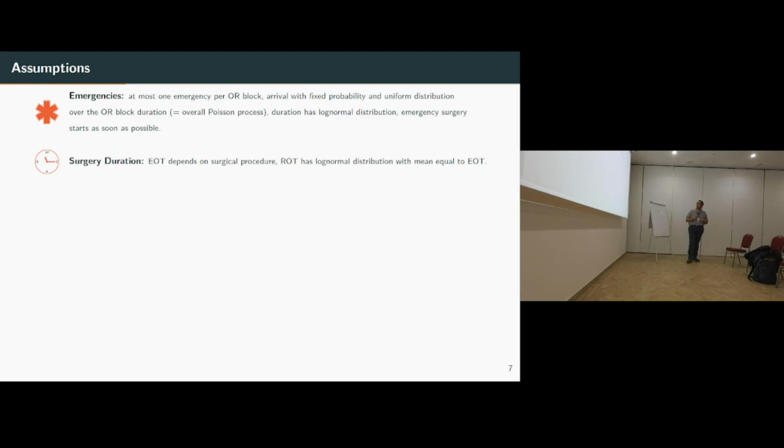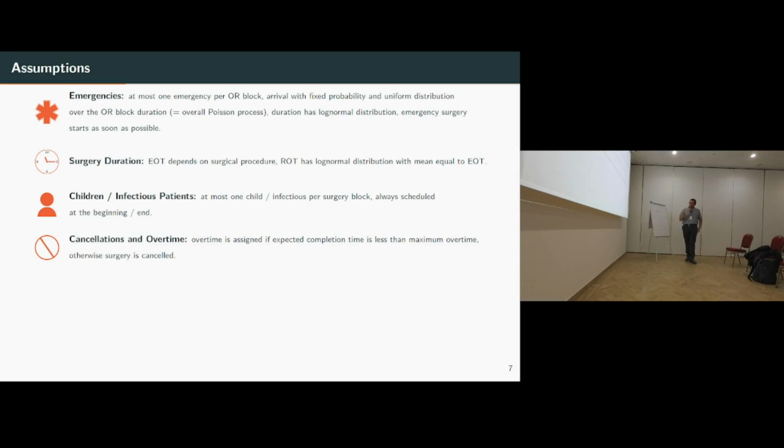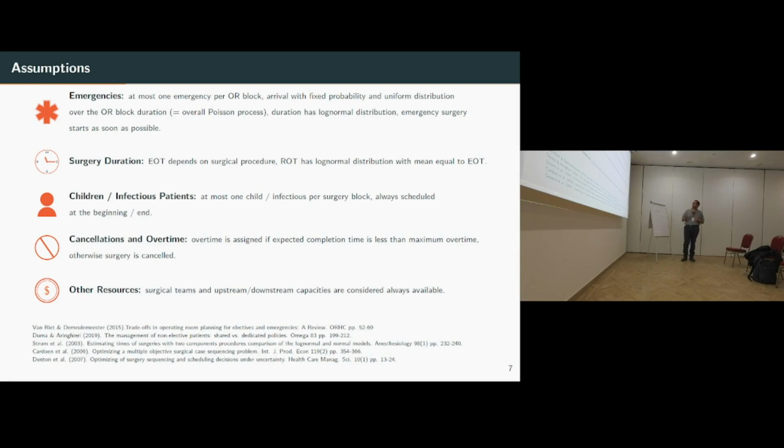We also divided the patients into 3 kinds: children, infectious, and none of the above. They are mutually exclusive. We have a proxy for the children and infectious patients, so at most one per block, or we schedule the children at the beginning and the infectious patients at the end. We have a proxy for cancellation over time. We also assume that operating rooms are bottlenecks, so other resources are always available. There is little literature that made these assumptions.